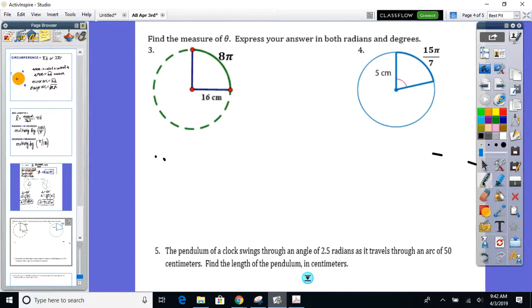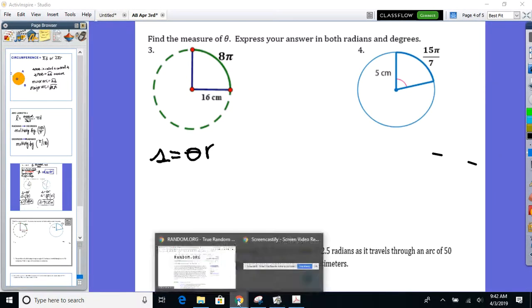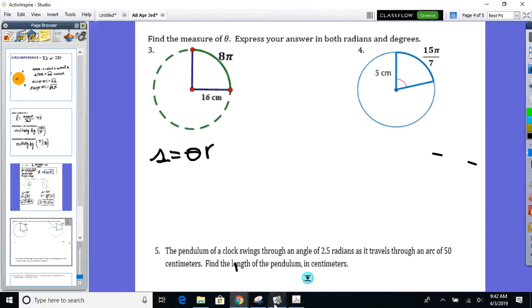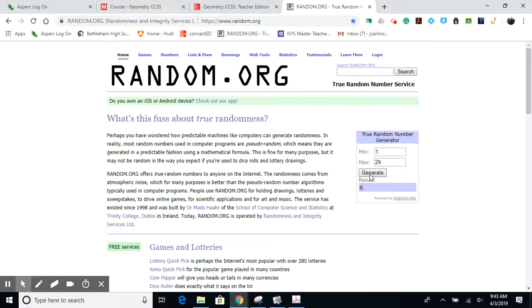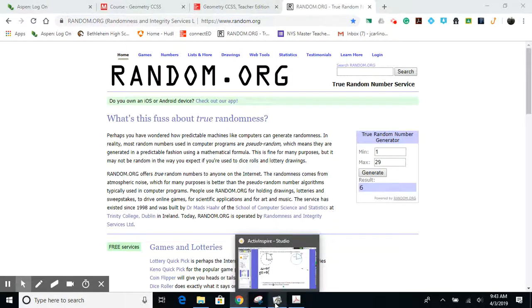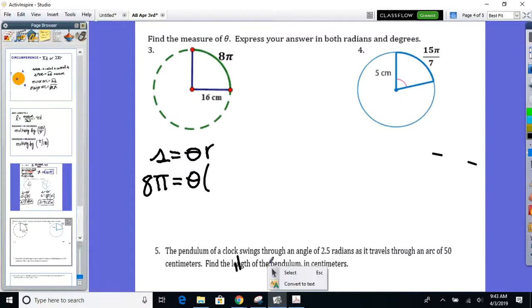What's getting plugged in for S now? 8 pi, the arc length. Theta is going to remain theta. And now what's getting plugged in for R? 16. Divide by 16 on each side.